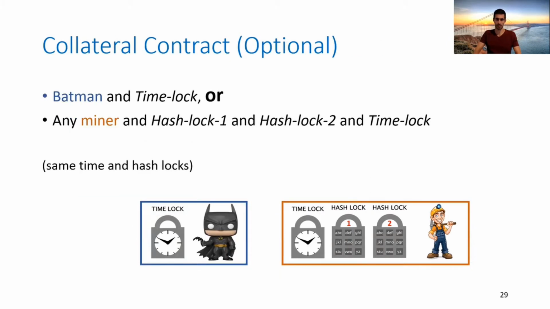The collateral predicate uses the same lock parameters, but it is a bit different. Either Batman gets the tokens after the timeout, or any miner can get the tokens after the timeout by presenting the 2 preimages. So, is this secure? Why does it work?